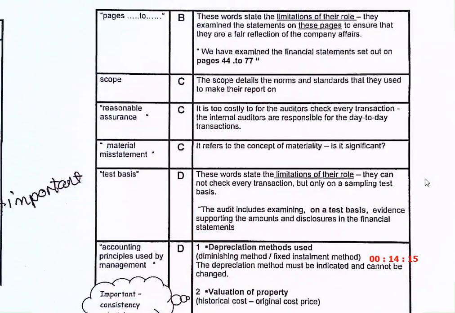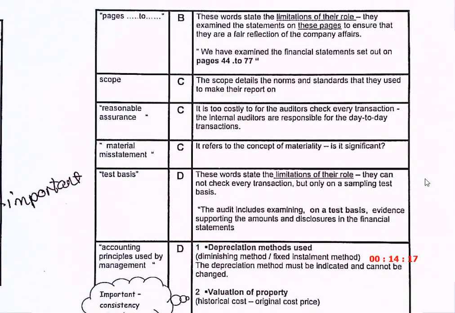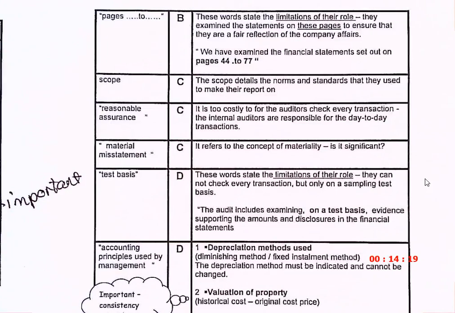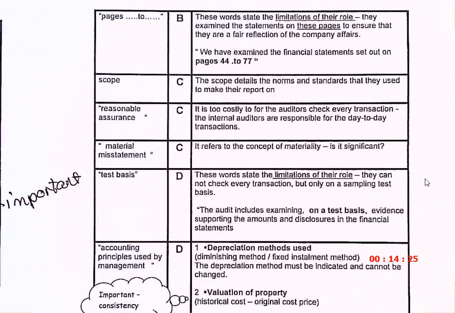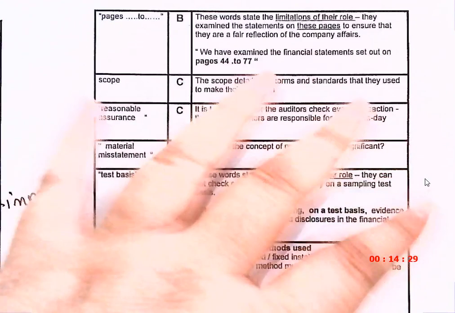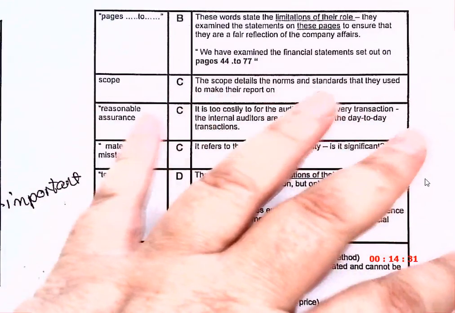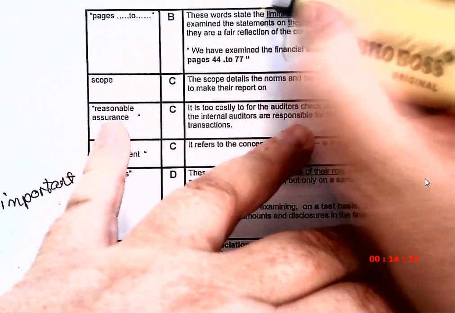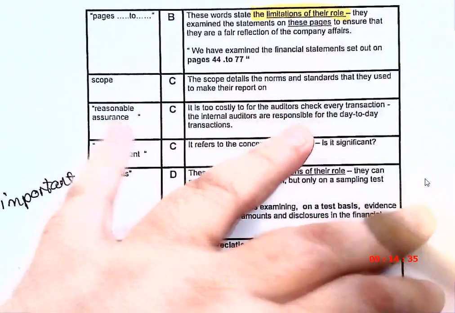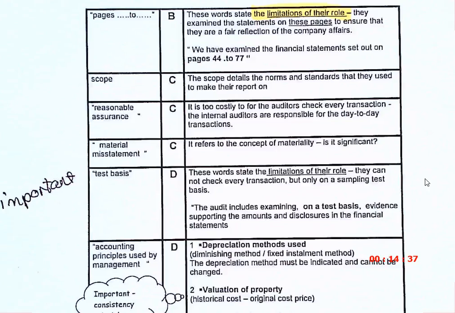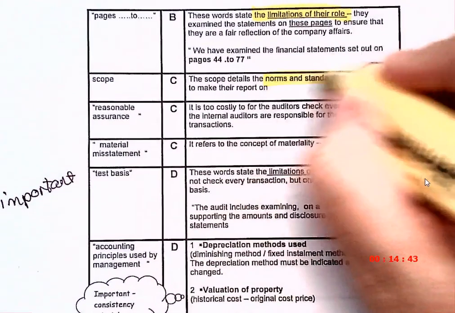Please guys, don't write big sentences, and please don't tell me what 9 out of 10 people always say, that it is so that the people looking at the financial statements know where to find it. Okay, that's not why they say the pages. They say it states the limitations of their role, and for that you get 2 marks. The scope shows the norms and standards that they used.